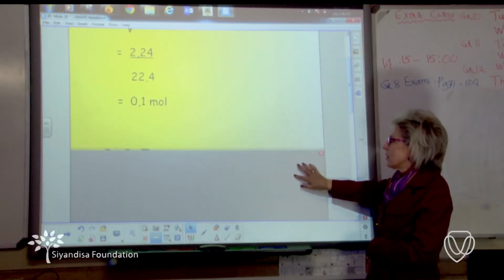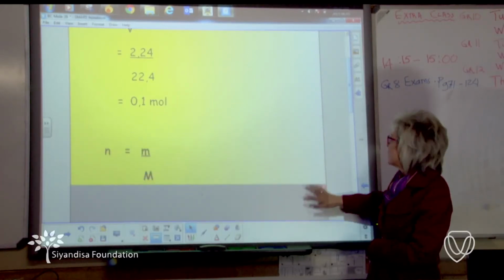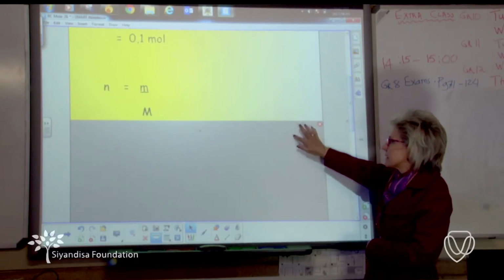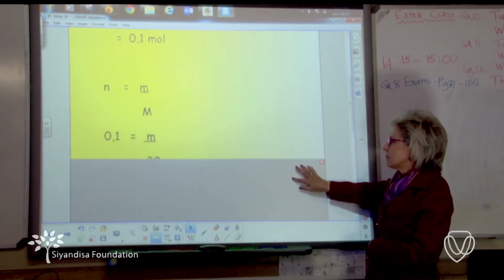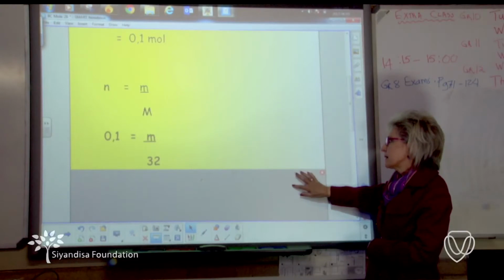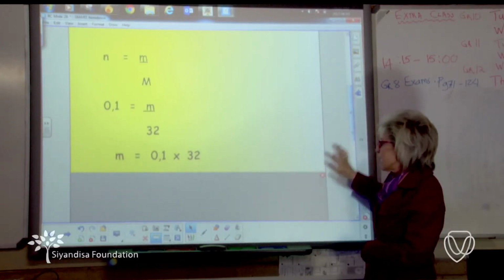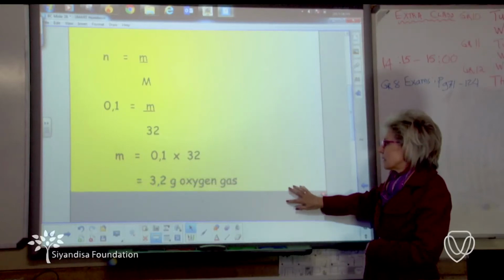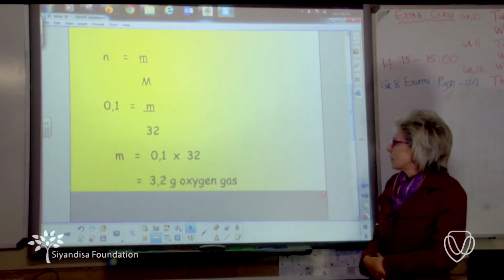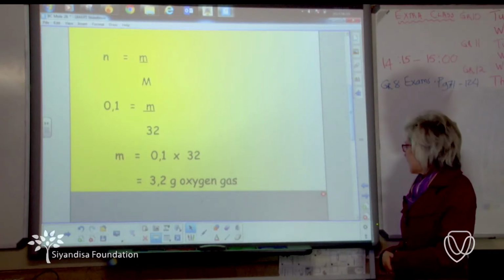And now to determine the mass, we go back to the formula that deals with mass. It's on the data sheet, 1 mole, and the molar mass is 32. So the question asks for the mass of the volume. Now we can calculate 3,2 gram of oxygen gas.